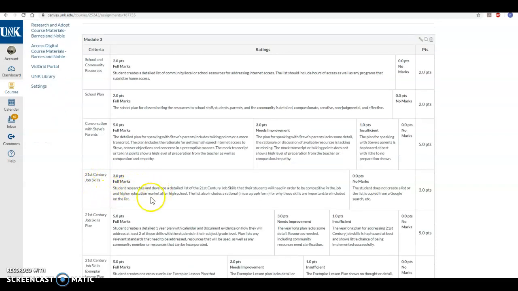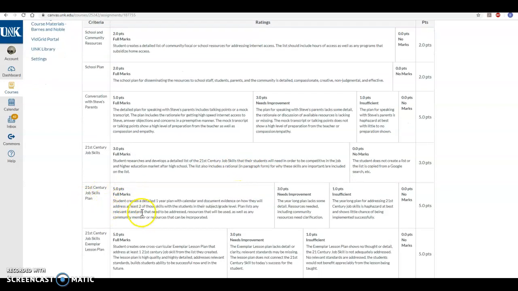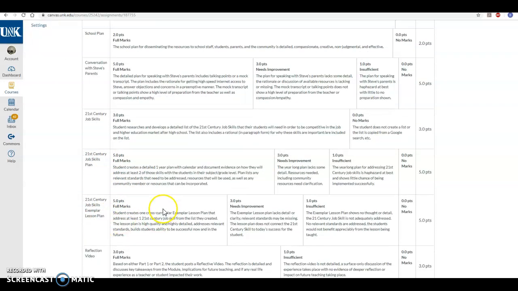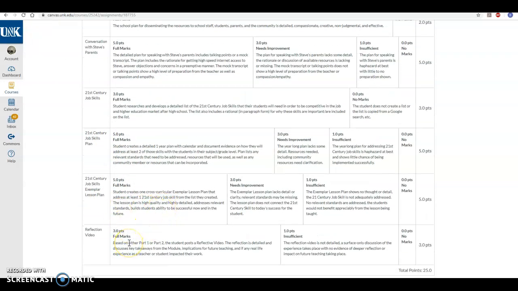Your list of 21st century job skills, rationale. I apologize, it's been a typo. It should say rationale, not rational. My apologies for the typo. I will fix that. Your plan, your exemplar lesson plan, and your reflection video, which can be on part 1 or part 2. If you choose to do both, because it's easier for you to draw a little bit from both, that is fine.